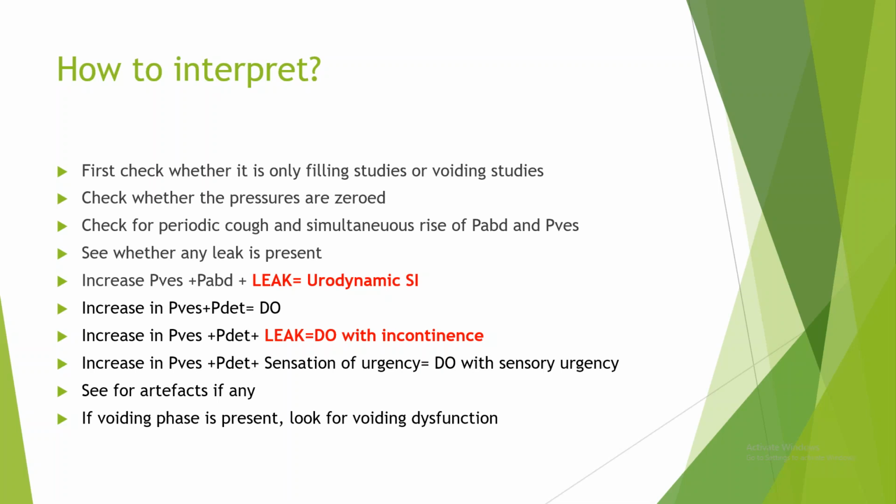Then we have to see for any artifacts. If the voiding phase is present, we have to look for any voiding dysfunctions. So this is going to complete our interpretation of the urodynamics report. First we have to state whether it contains both filling and voiding studies, whether the pressures are zeroed or not, and then whether the pressure recording is correct by seeing the simultaneous rise in the vesical and abdominal pressure. Then we see for the leak and changes in the pressures. Also, we have to see for provoked detrusor overactivity, see for artifacts, and comment on the voiding dysfunction. So this completes the interpretation of the urodynamics.